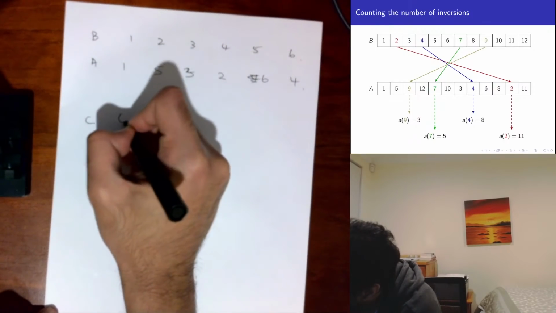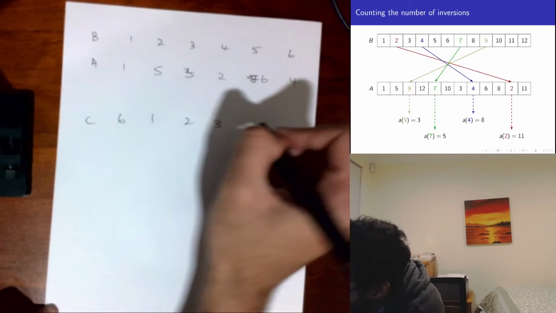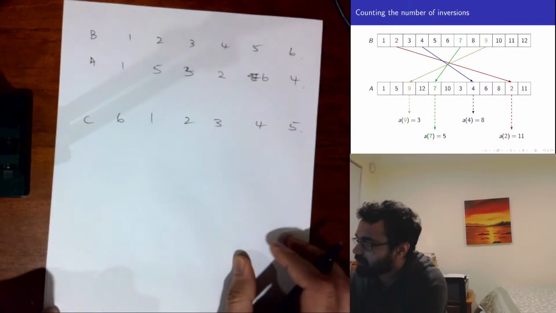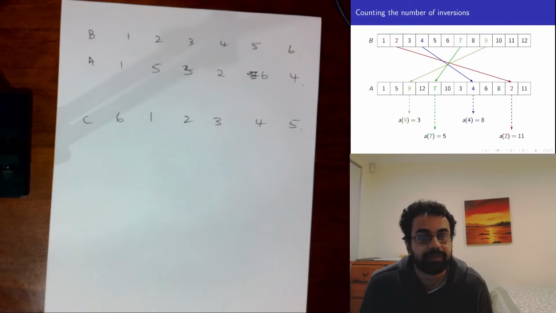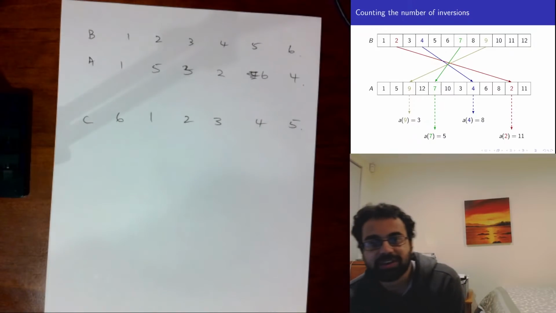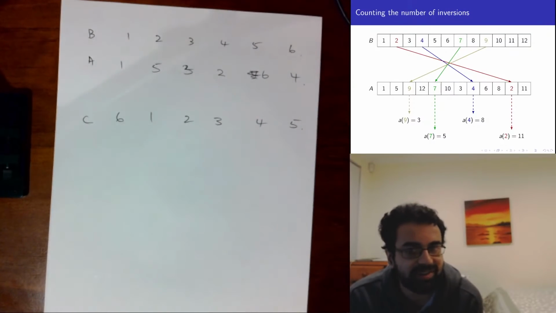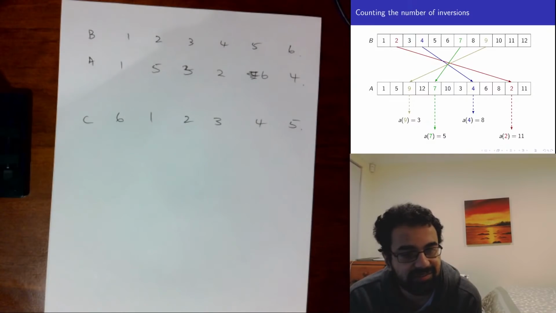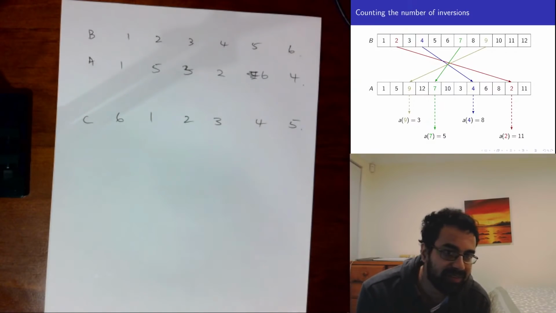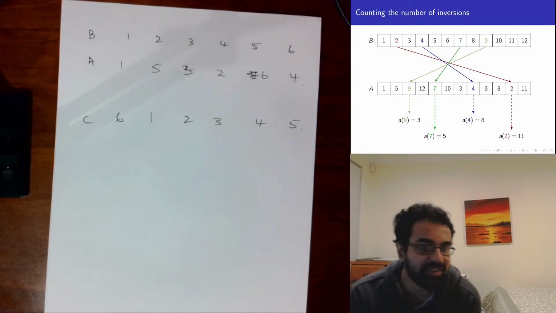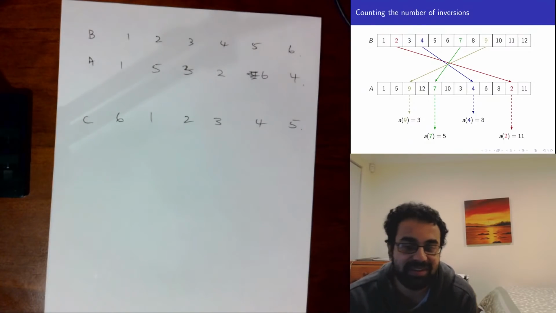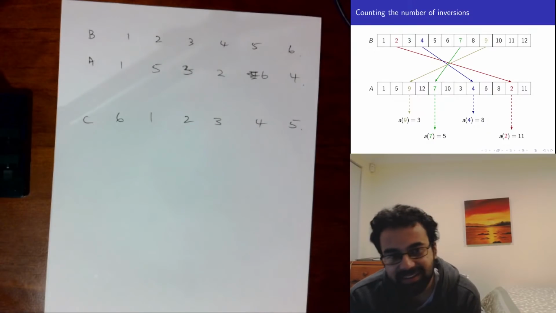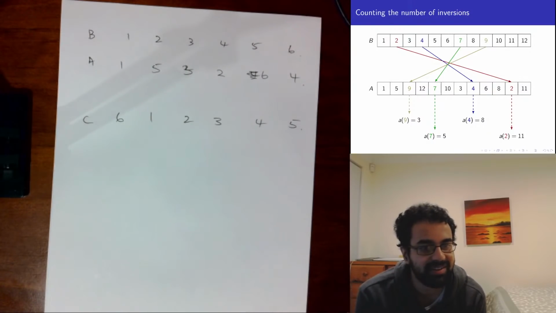Whereas C likes movies 6, 1, 2, 3, 4, 5. Now, A and B agree in two places. They agree on their first and third favorite movies, but they're quite different on many of the others. Whereas movie 6 was C's favorite, and otherwise they completely agree with B. So there's a question of whether A or C is more similar to B.